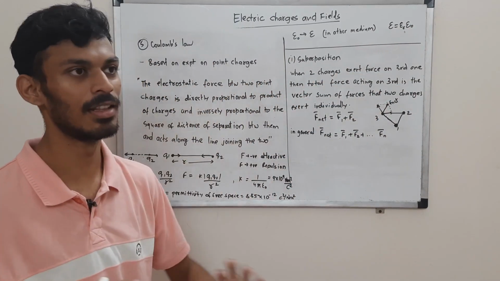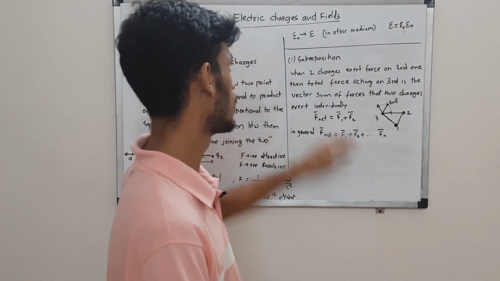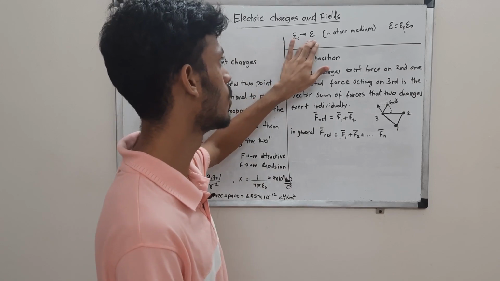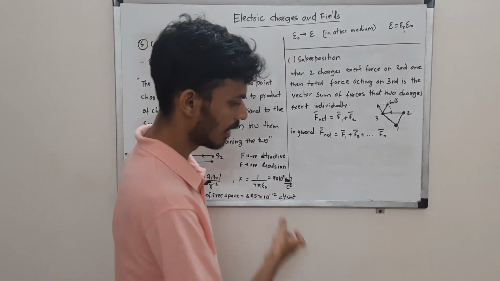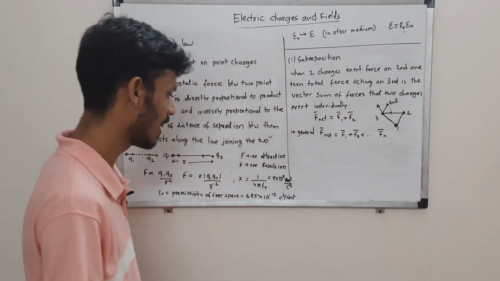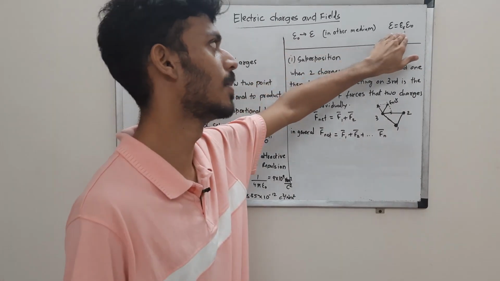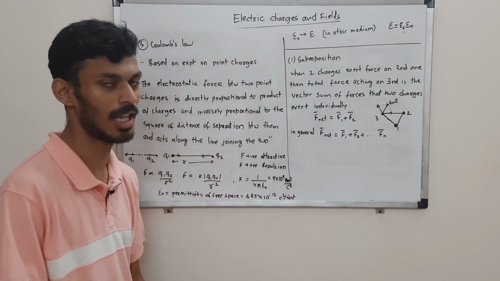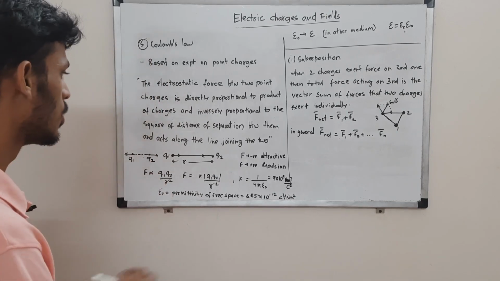It will be given when the medium is changed, if the medium is some other medium other than vacuum. So you just have to transform this epsilon naught to epsilon. Useful in problem solving. So keep it in mind that if you have placed two charges in some other medium other than vacuum or air, this epsilon naught will transform into epsilon, where epsilon is given by epsilon r times epsilon naught, and epsilon r is relative permittivity. So far so good.